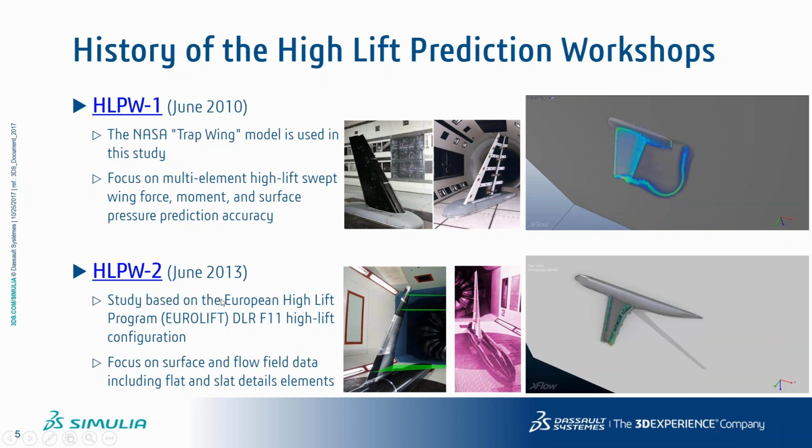Then in June 2013, another edition took place, and this time it was made with the DLR F11 high lift configuration. That's a model that was built by the DLR, the German aerospace agency. They also measured a lot of data, especially additional data on the flow fields, like oil visualization techniques and this kind of thing, which provided a much better insight into the flow field. And now the third edition came. That's the one we'll see today, with another model from JAXA, which is a Japanese aerospace institution.